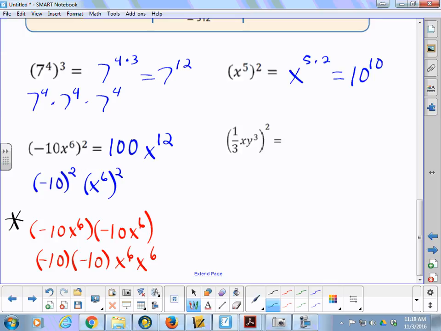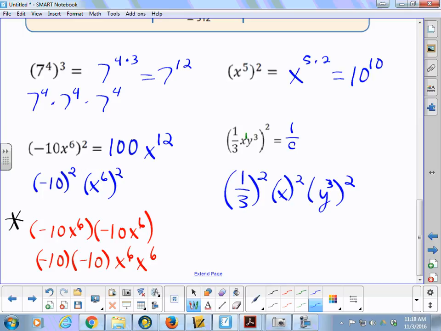All right? Same thing here. We have 1/3 xy cubed. So what we have to do is we have to basically distribute the 2. So we've got 1/3 to the 2nd power, x to the 2nd power, and y cubed to the 2nd power. So you have to remember that that exponent on the outside is going to each one on the inside. So we have 1/3 squared is 1/9, and then x squared, and y cubed squared is y to the 6th power.